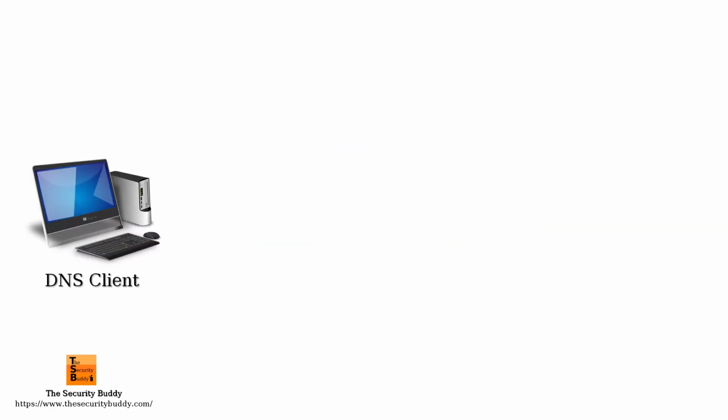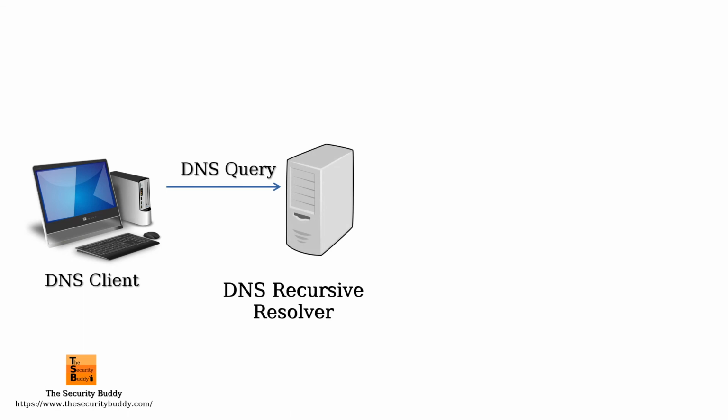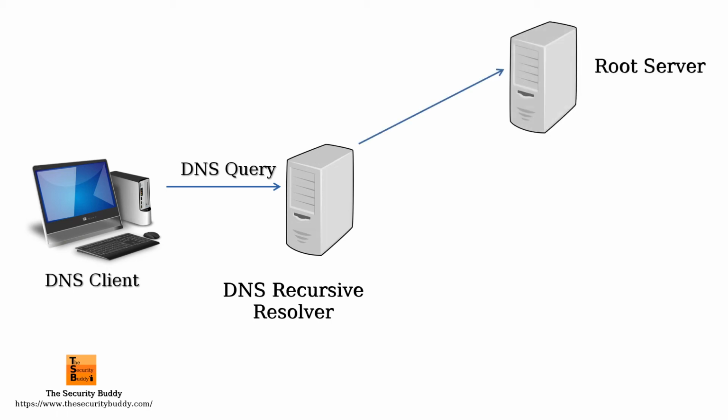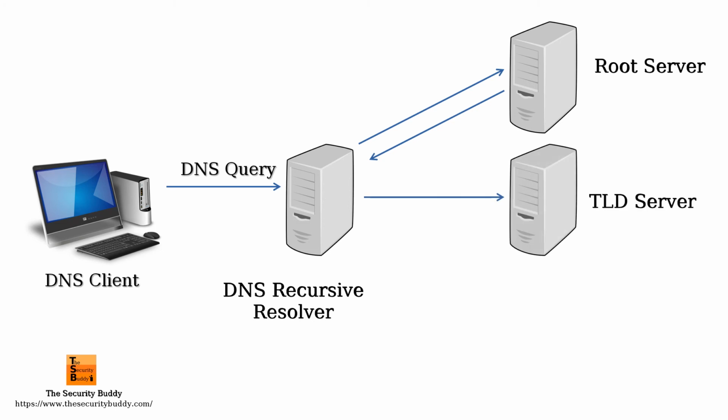We type a URL, let's say www.example.com in the address bar of a browser. The browser acts as a client and sends a DNS query to the DNS recursor. The DNS recursor sends a query to the DNS root server. The DNS root server responds with the address of the TLD server for the .com TLD. The DNS recursor makes a request to the TLD server for the .com TLD.